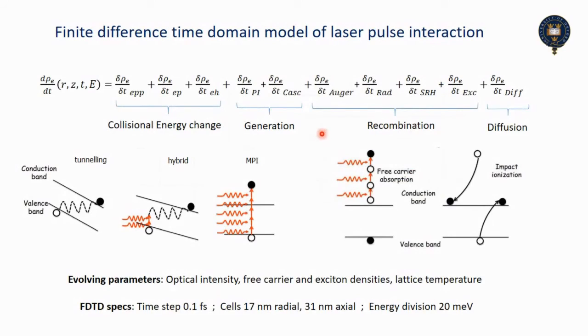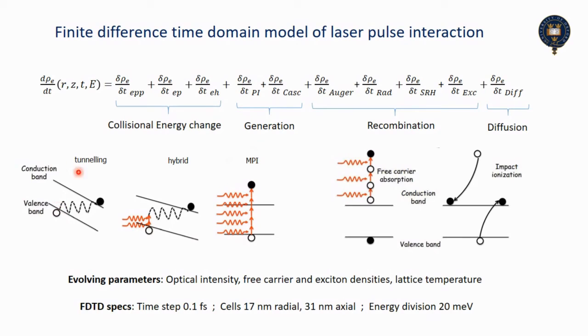So in the last few minutes, I would like to tell you about some of the simulation work that we've been doing recently to help us understand the laser writing process. There are two bits that I'd like to describe. The first is a finite difference time domain model of the laser pulse interaction with the diamond lattice. So this is a model in which we have a set of coupled nonlinear rate equations in which we're modeling the excitation of carriers within the diamond as a result of the laser pulse.